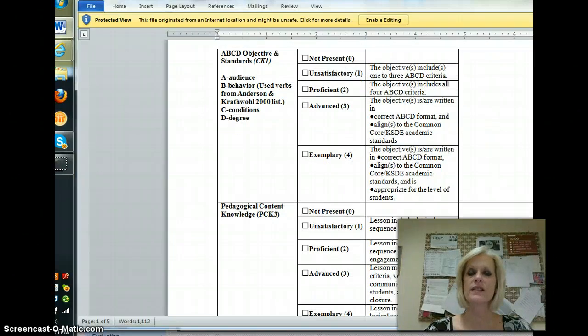ABCD objective and standards, were they written correctly? If you want to end up in the category for exemplary, then you would need to have made sure that it is in the ABCD format, that it aligns with the KSDE early learning standards, and that it's appropriate for the level of your students. And that's what it takes to get an exemplary in this criteria area.